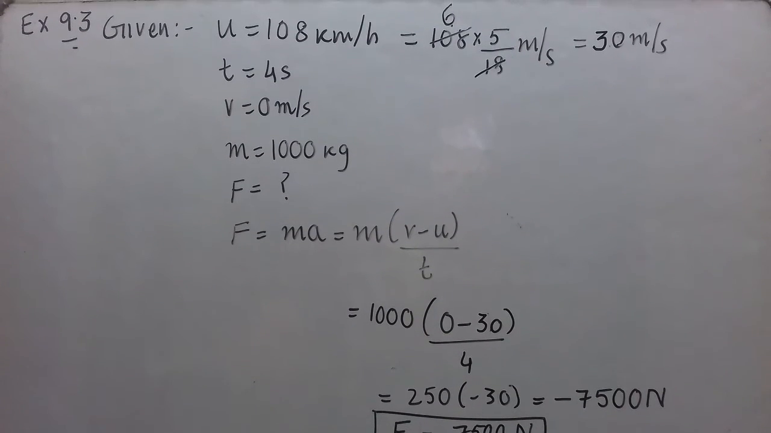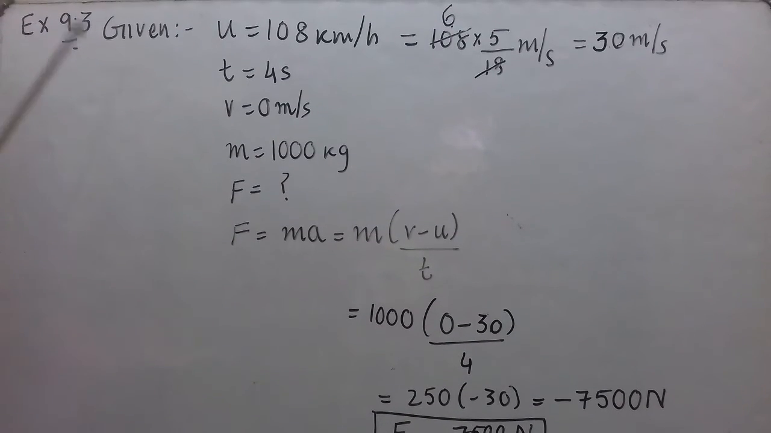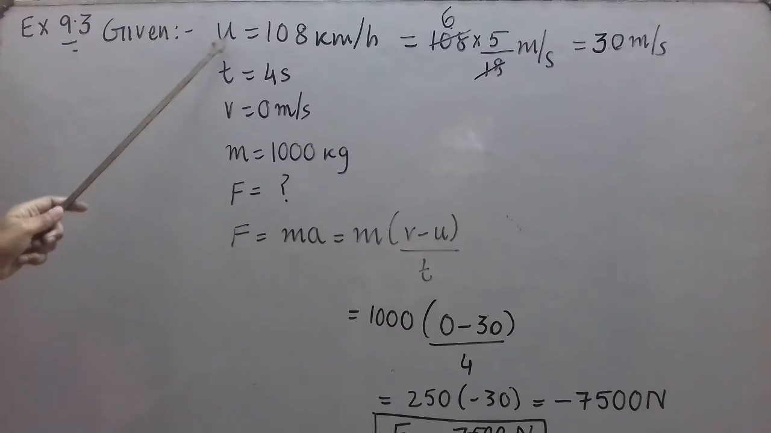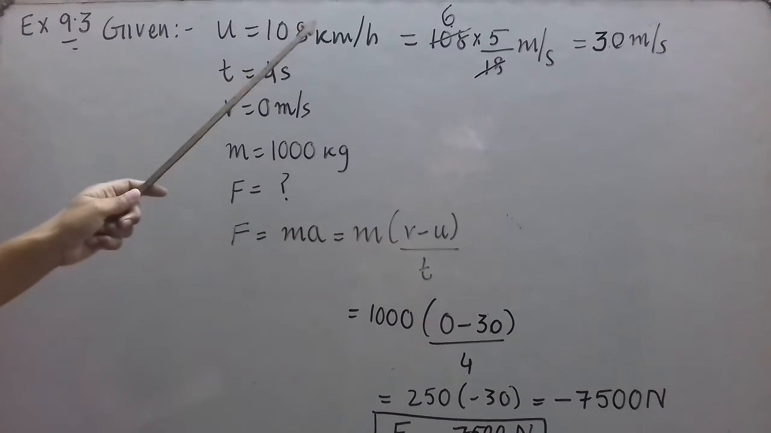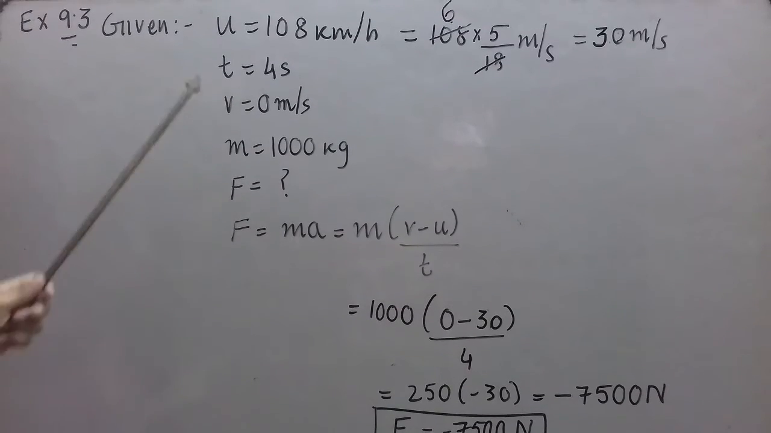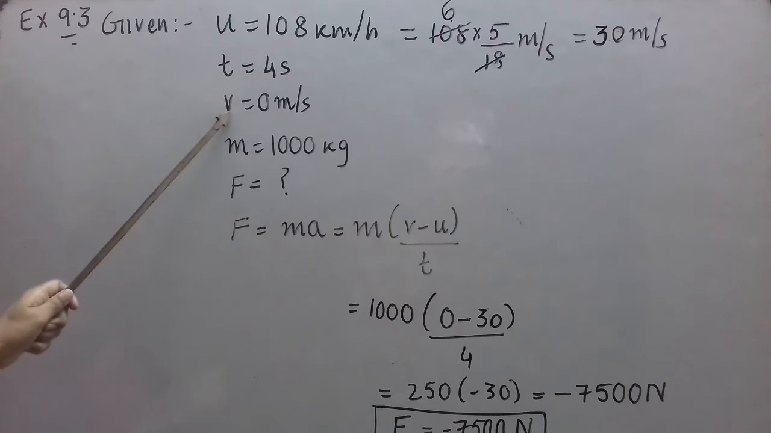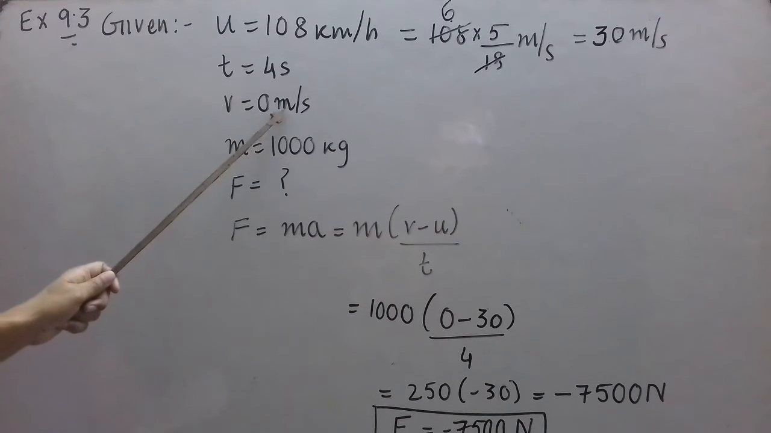Okay, so now I'll read it once again. A motor car is moving with a velocity of 108 km per hour. So given u, the initial velocity, is 108 km per hour, and it takes 4 seconds to stop. So time taken is 4 seconds. To stop means final velocity is 0 meter per second.